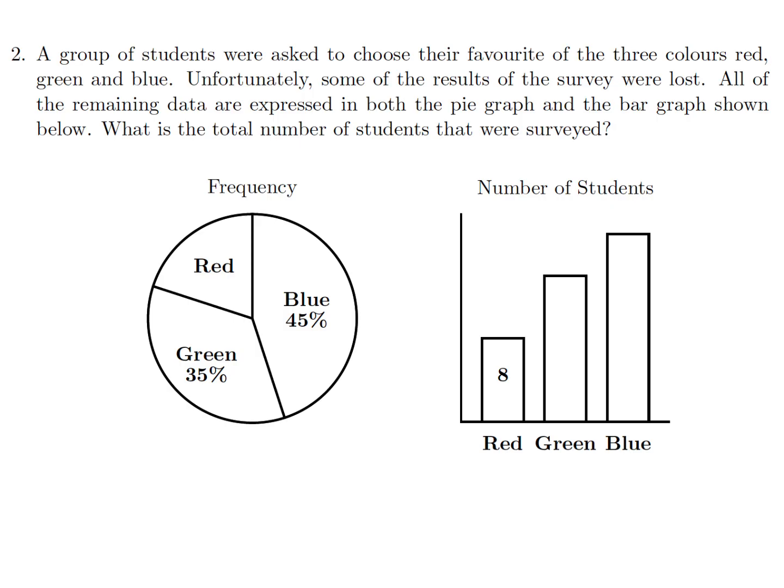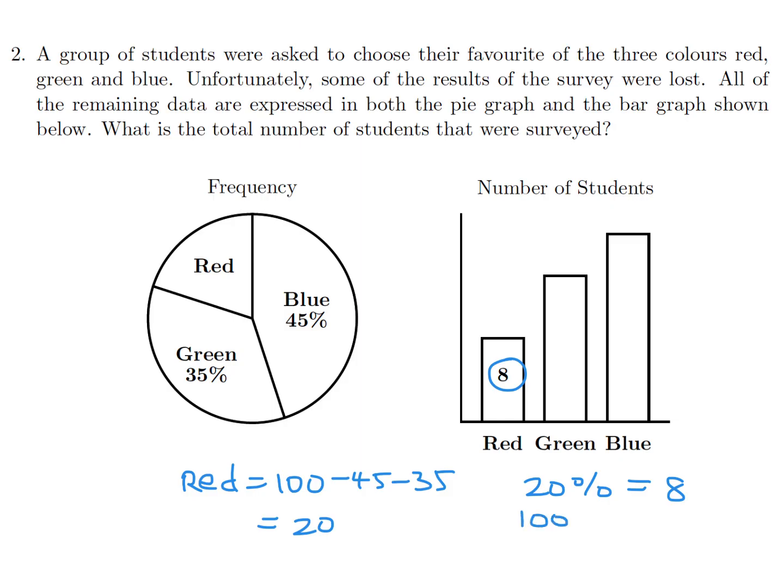So it looks to me like the red, in terms of a percentage, was 100 minus 45 minus 35, which is 20%. So the red represents 20%. So if 20% is the equivalent of 8, which is shown here, then if you multiply both sides by 5, 100% would be equivalent to 40. And what that means is that there was a total of 40 students in the survey. So 40 is the answer.